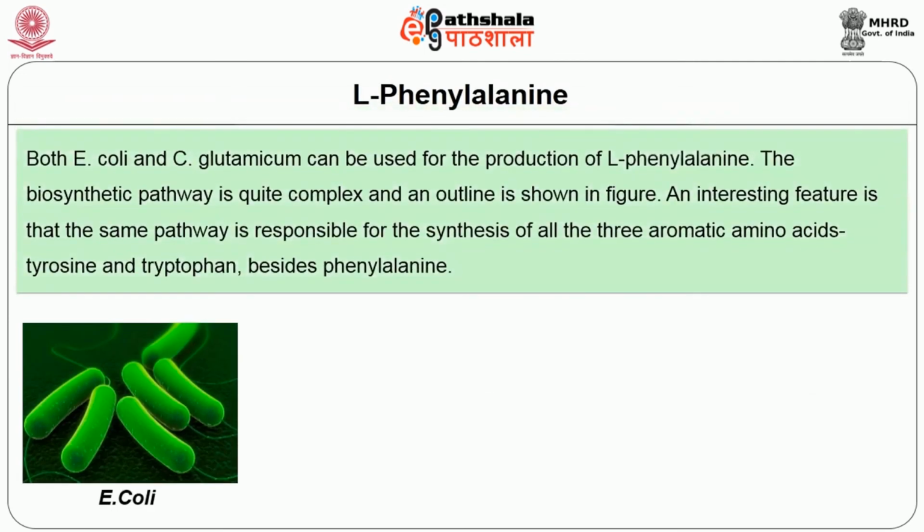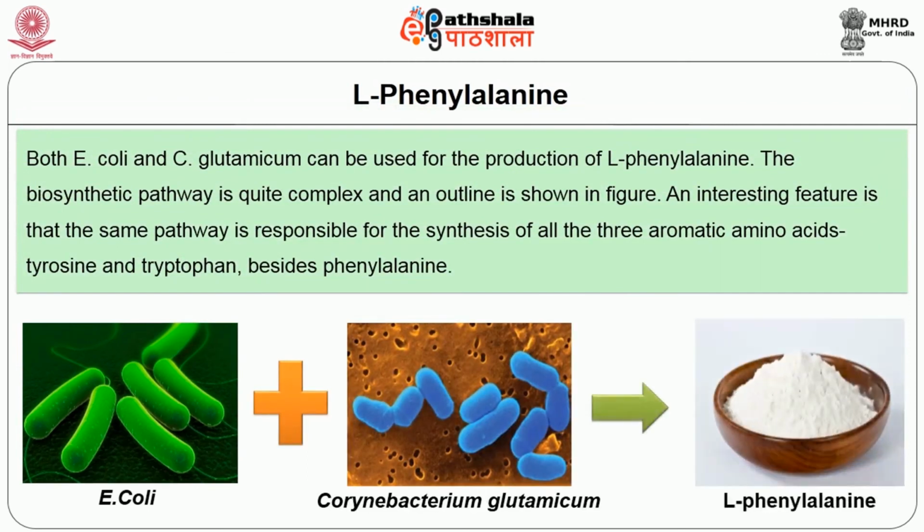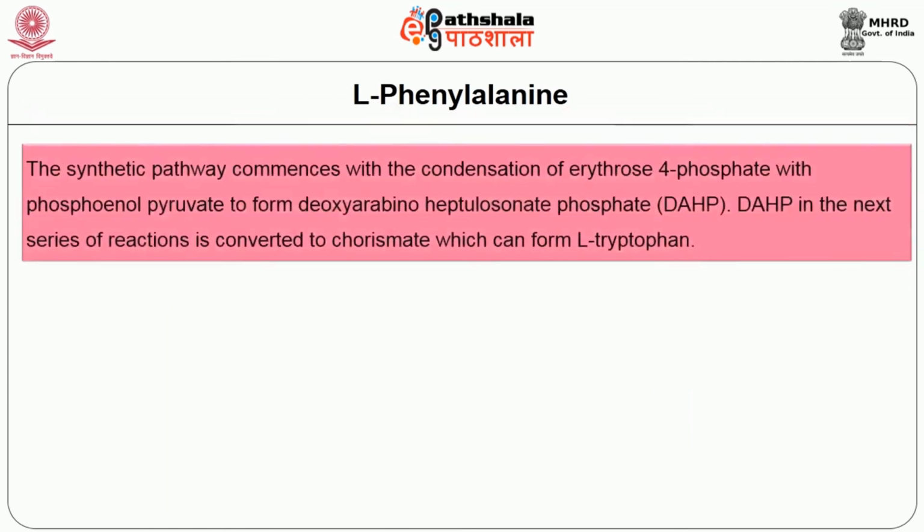Next is L-phenylalanine. Both E. coli and Corynebacterium glutamicum can be used for the production of L-phenylalanine. The biosynthetic pathway is quite complex and shown in the figure. An interesting feature is that the same pathway is responsible for the synthesis of all the 3 aromatic amino acids, namely tyrosine and tryptophan, besides phenylalanine. The synthetic pathway commences with the condensation of erythrose 4-phosphate with phosphoenol pyruvate to form deoxyarabinoheptulosonate phosphate.